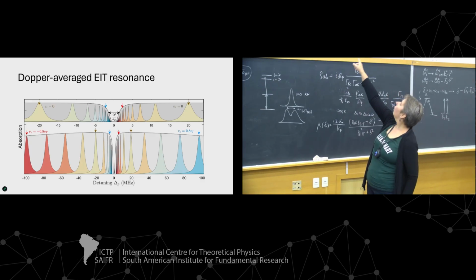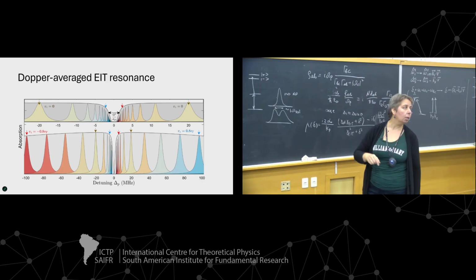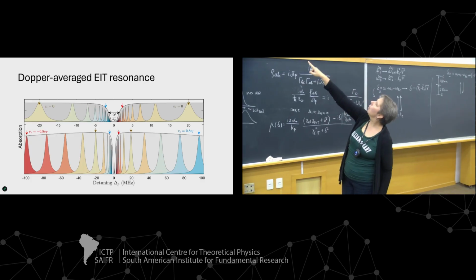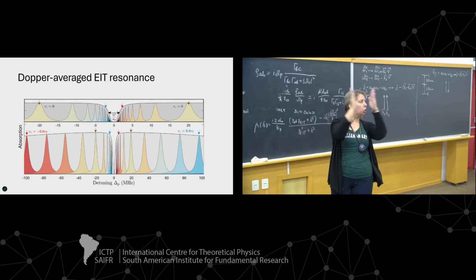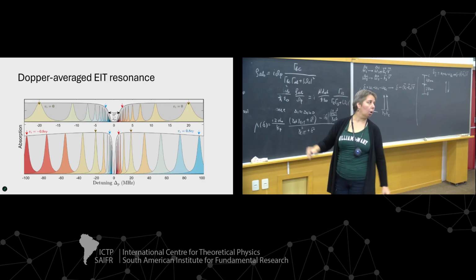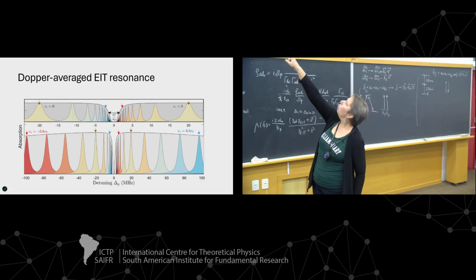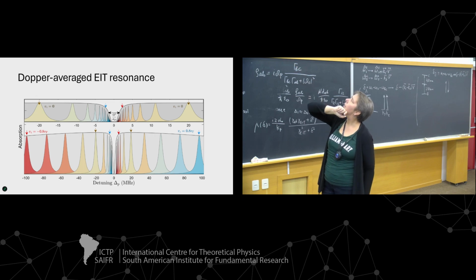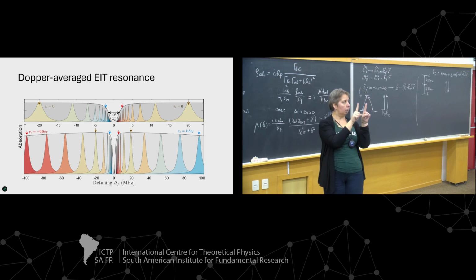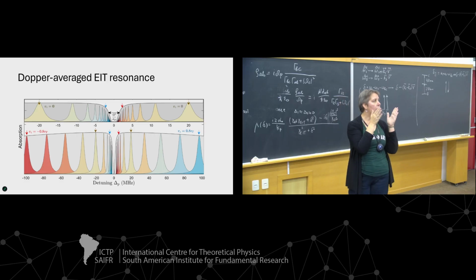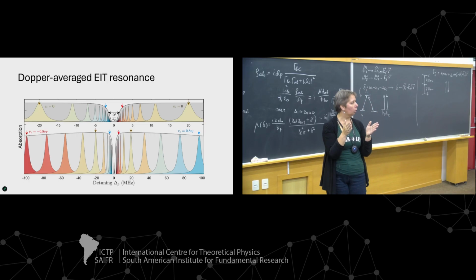So different colors here correspond to atoms moving with different velocities. The top picture is kind of a zoom-in of the bottom picture, so they show the same thing. If you look carefully, in the center, there will be resonances which create a normal EIT resonance. This is for the atoms which basically have 0 longitudinal velocity.